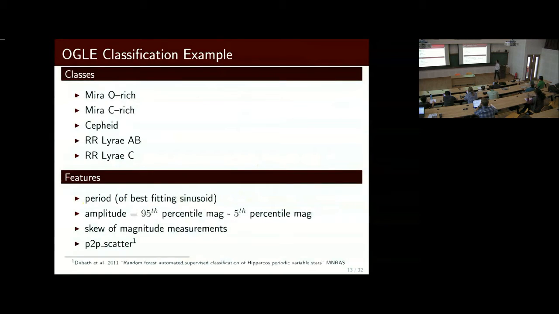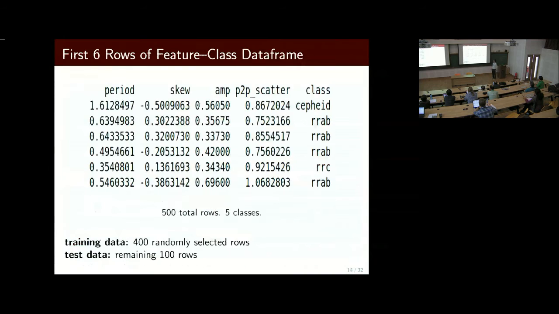To illustrate how CART works as a classifier, I just took 5 classes: 2 Mira classes, 1 Cepheid class, and 2 RR Lyrae classes. I then did feature extraction, computing 4 features for every light curve. The features I computed are period, amplitude, skew of the magnitude measurements, and point-to-point scatter. Once we do feature extraction, we go from light curves, which are a complicated object to deal with, to a feature matrix, which is a very nice object.